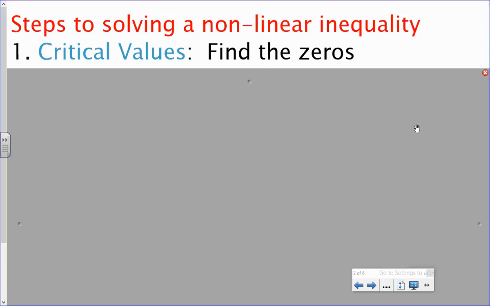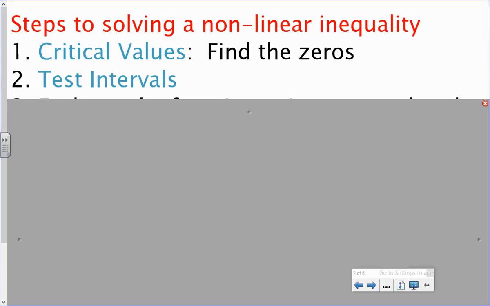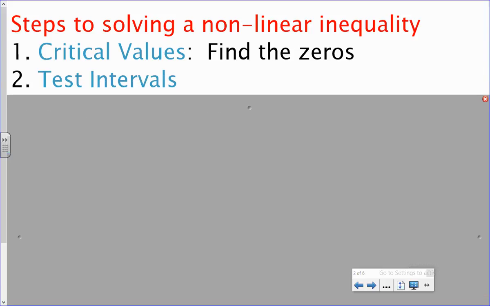Okay. Now, instead of actually having to graph the equation every time, I'm going to ask you to test intervals. I'll show you what that means, but basically, we're going to put the zeros on a number line instead of a coordinate plane, and we're just going to test values to figure out where our function is positive versus negative.